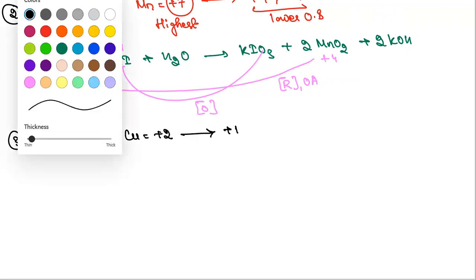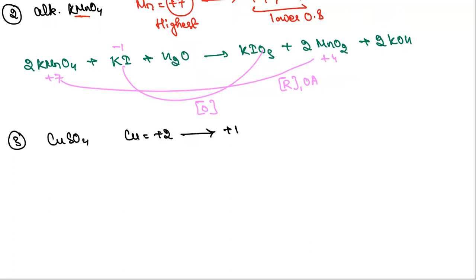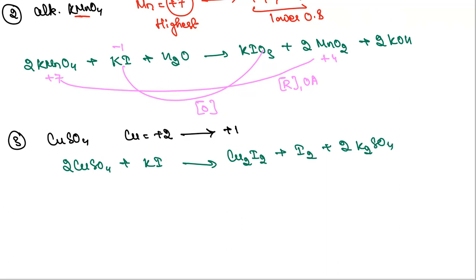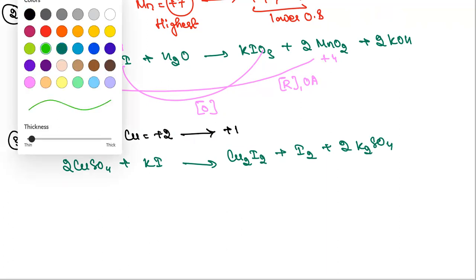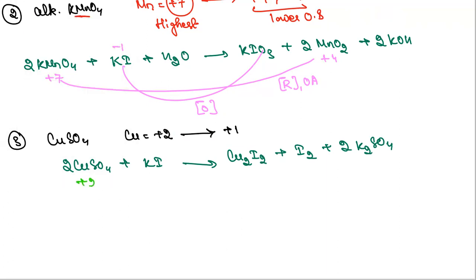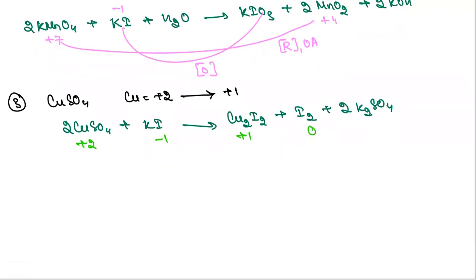Now let's see what kind of reaction you may expect here. It may go like this: CuSO4 plus potassium iodide will result in Cu2I2, which is copper iodide, plus an iodine molecule, plus 2 moles of K2SO4. Of course, this reaction is possible because copper is changing from plus 2 to plus 1 oxidation state and iodine is changing from minus 1 to 0 oxidation state. So again, this is certainly an answer.